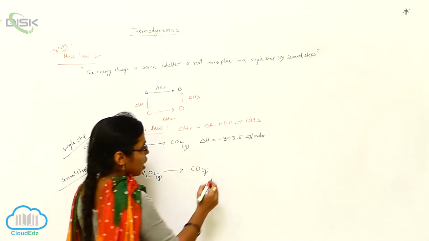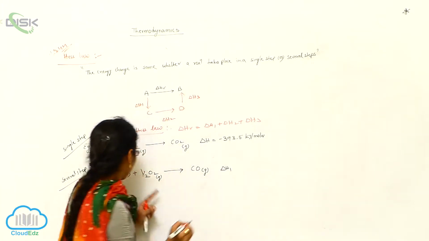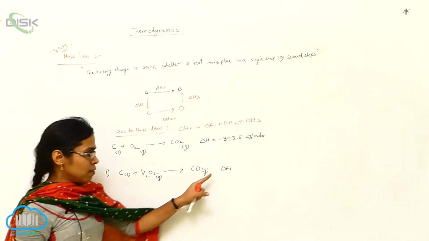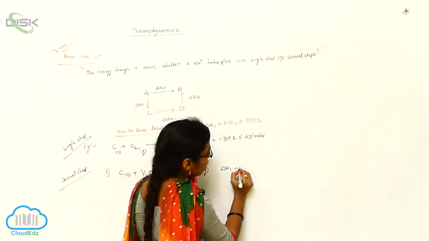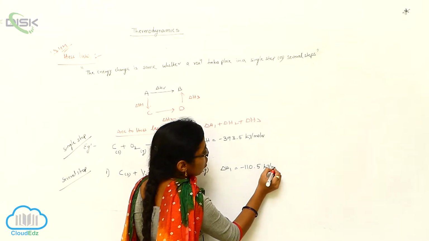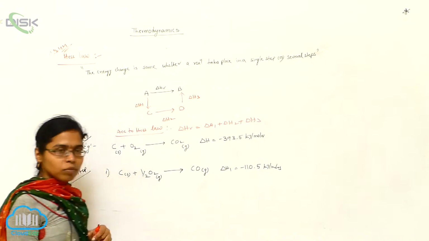For this one, I want to give delta H1. Why? Because there are several steps. In that several step mechanism, for the first step, delta H1 is equal to nearly minus 11.5 kilojoules per mole.